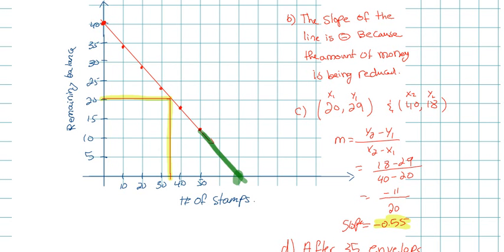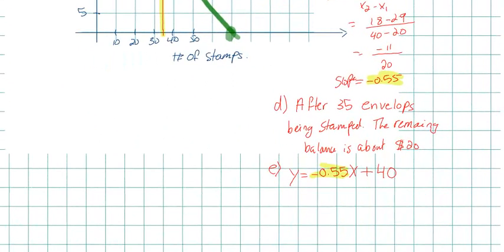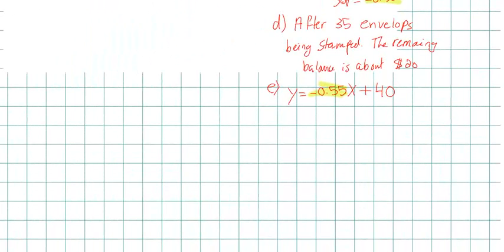So the money remaining represents what letter in our equation? Y or X? Y. Right? Money remaining is on the y-axis, so that represents the y. So if I take my equation and set the y equal to 0 and solve for x, okay, let's try that. Set the y equal to 0. Solve for x, because that means I have no more money left in my account.